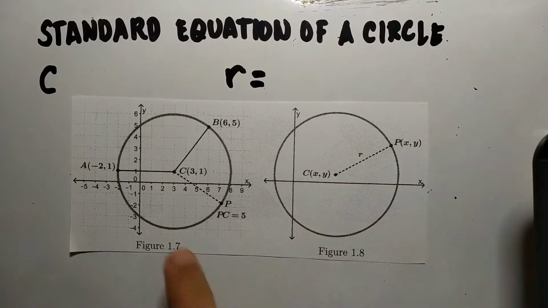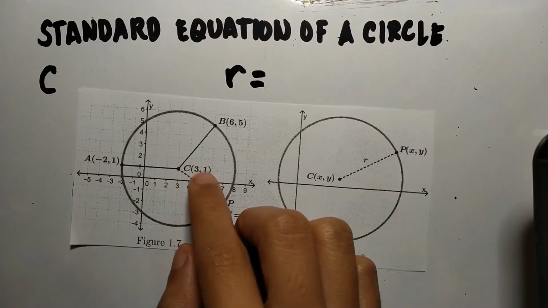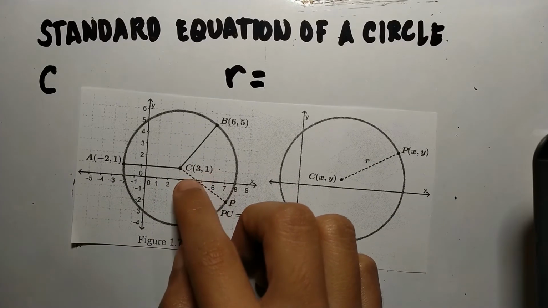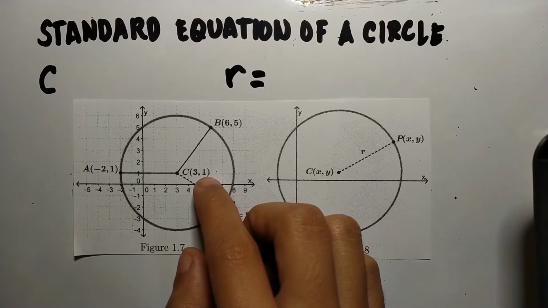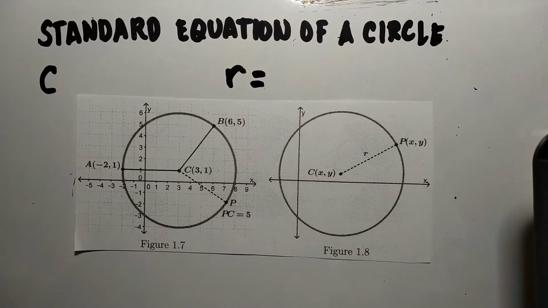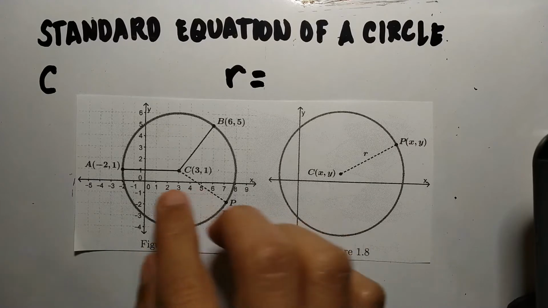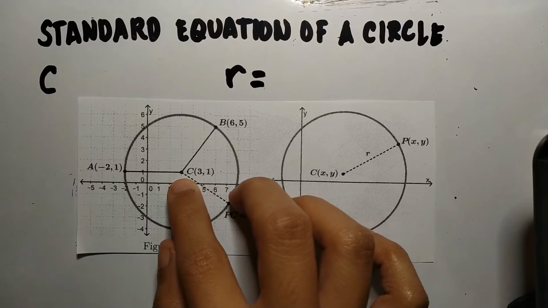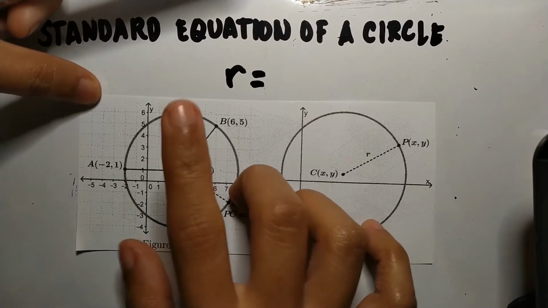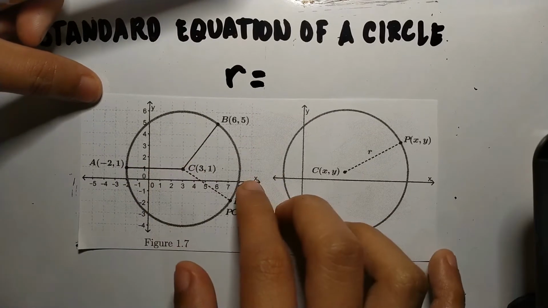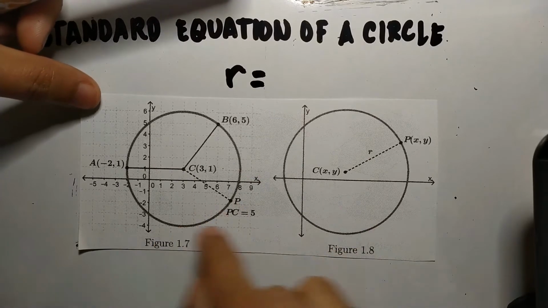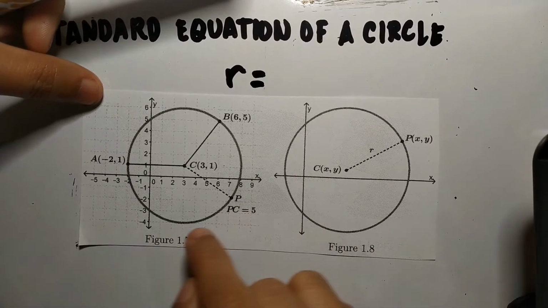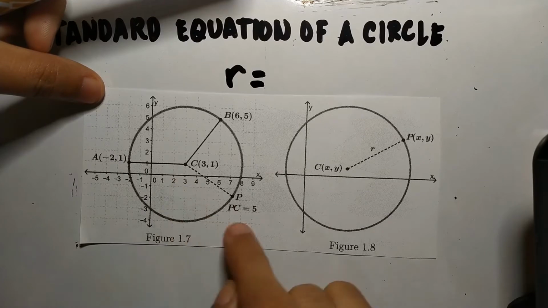Where is the center? Yes, the center is at (3, 1). 3 is the x value and 1 is the y value. And what is our radius? If you don't know how to get the radius, go to the center of the circle, then count either vertically or horizontally so it's easier to see the number of units. But here we already have the hint. From point P to C, it's 5.